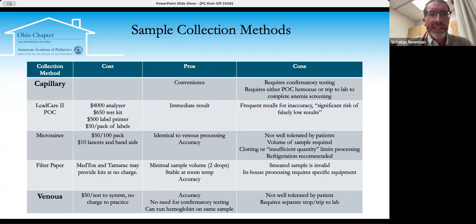We tried that in my old practice back in Michigan. It was a challenge. It was really a challenge.